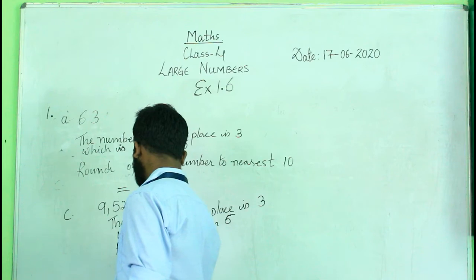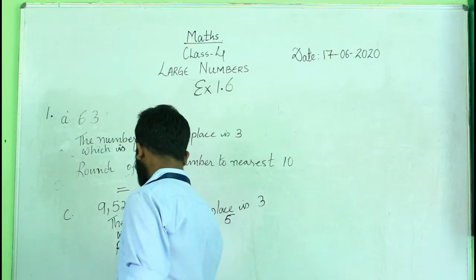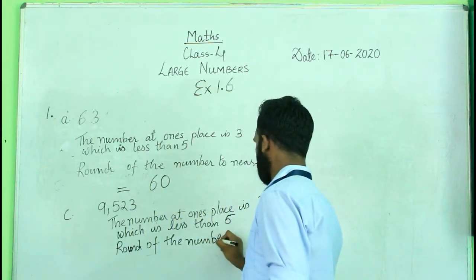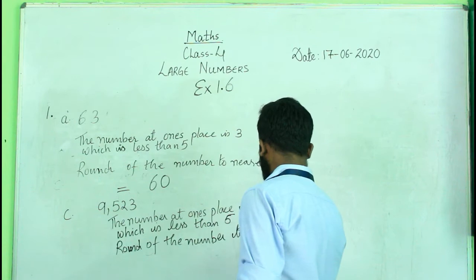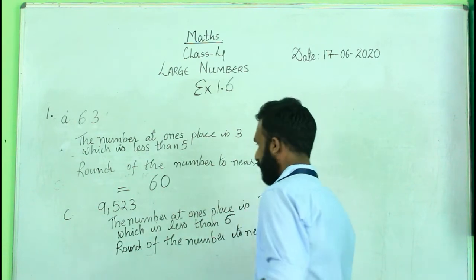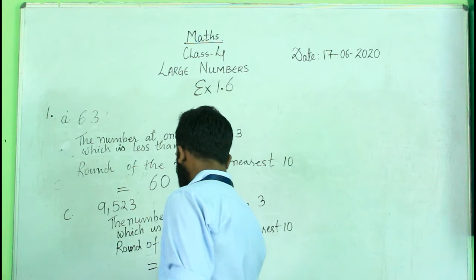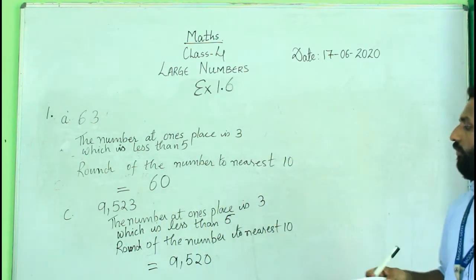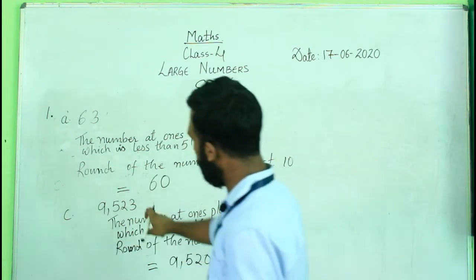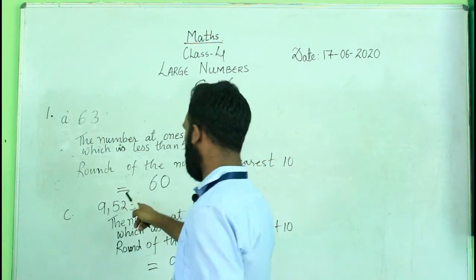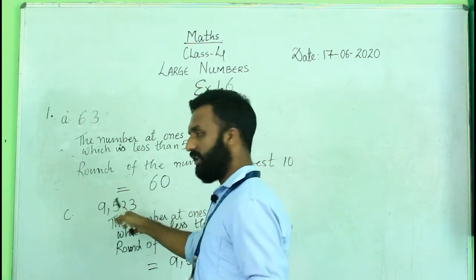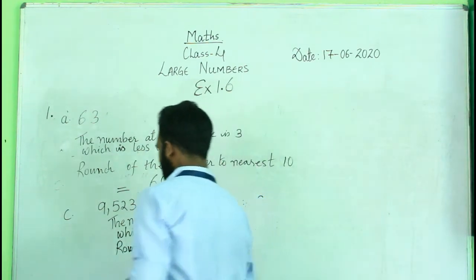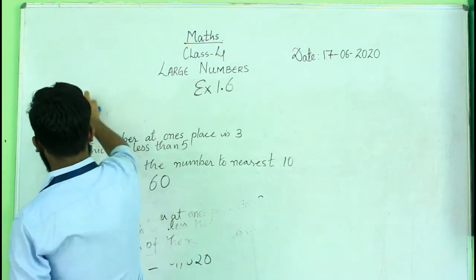So rounding off the number to the nearest 10 will be equal to 9520. If this number would be 5 or more than 5, here we would make it 0 and at the tens place we would add 1. So this is how you will round up the number to the nearest 10 in question number 1.